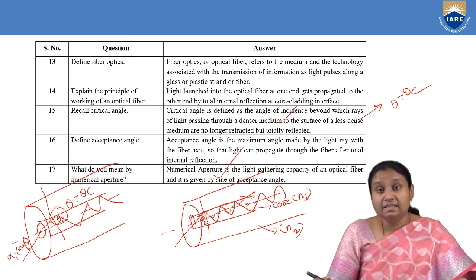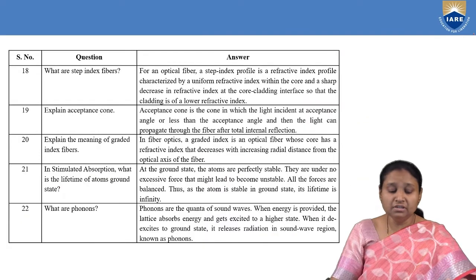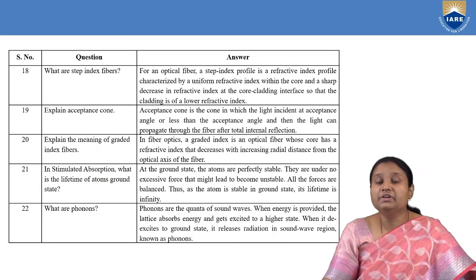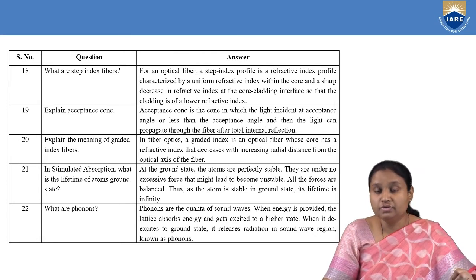It is called light gathering capacity, and numerically it is taken as the sine of the acceptance angle. And moving further, what are step index fibers? We know that based on the refractive index profile of the core medium, we have two types of fibers. One is step index and one is gradient index.